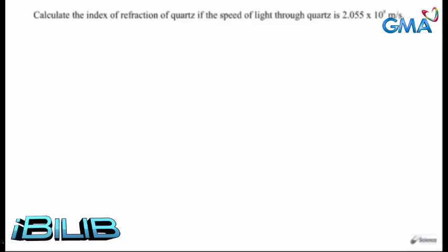Calculate the index of refraction of quartz if the speed of light through quartz is 2.055 times 10 to the 8 meters per second. First, I'll write the equation I need to solve the problem. Notice that in this problem, we are only given one piece of data. That's the speed of light in the material. And that's this variable right here. We want to calculate the index of refraction, that's n.